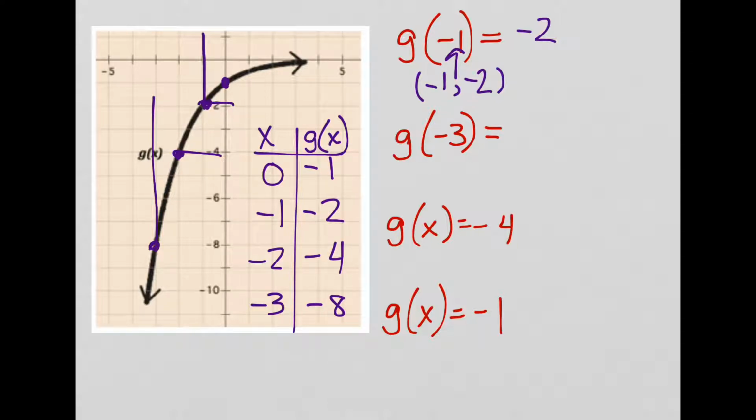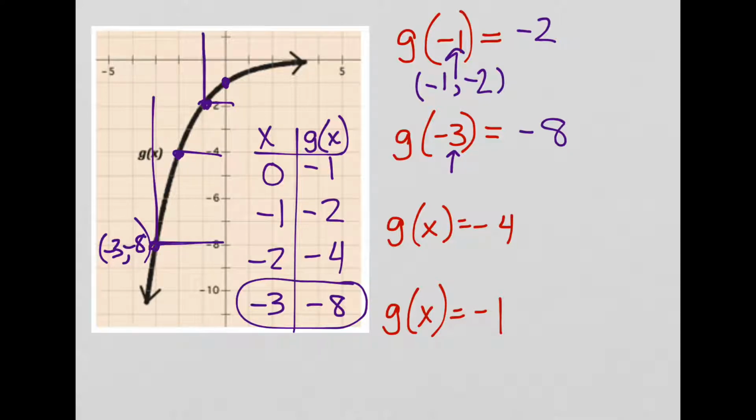Well, part B says find g of negative 3. Do I know x? Yeah, it's negative 3. Well, look right here in this row of the table, I'm telling you that when x is negative 3, y is negative 8. Or that's the point that we found right here, negative 3, negative 8. So yeah, there's a lot of different ways to think about this. I hope you're making connections between the graph and the table and the ordered pairs and the function notation.